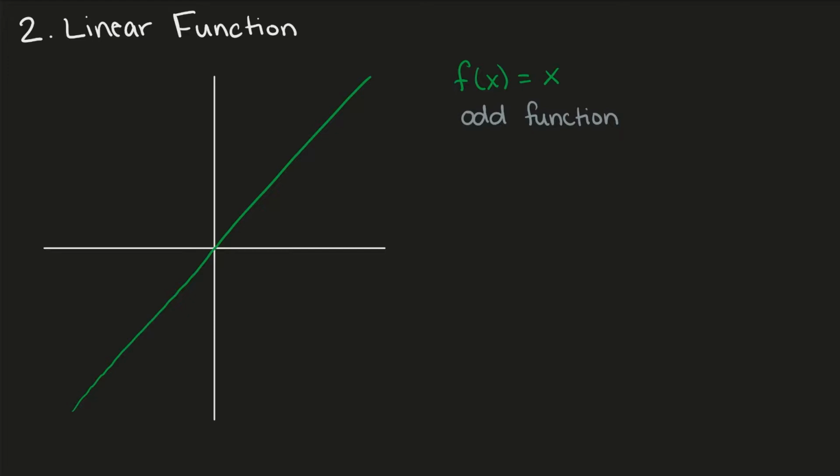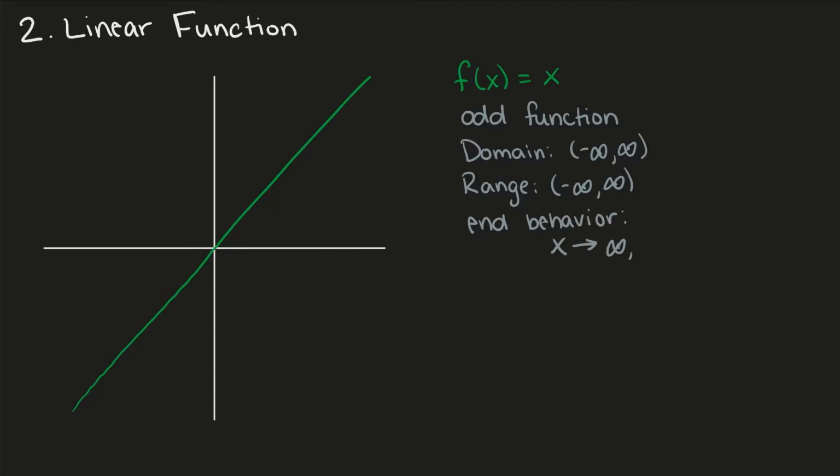The domain, or all possible x values, is negative infinity to infinity, and all possible y values, or the range, is negative infinity to infinity as well. As x goes to infinity, our y also goes to infinity. We get infinitely large. And as x goes to negative infinity, we get infinitely small, and y goes to negative infinity. So we grow in quadrant 1, we grow on the right side, and we fall on the left side in quadrant 3.